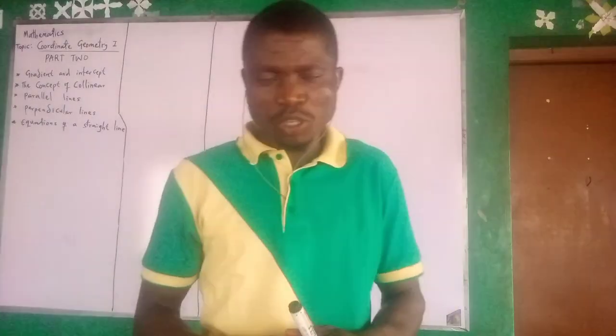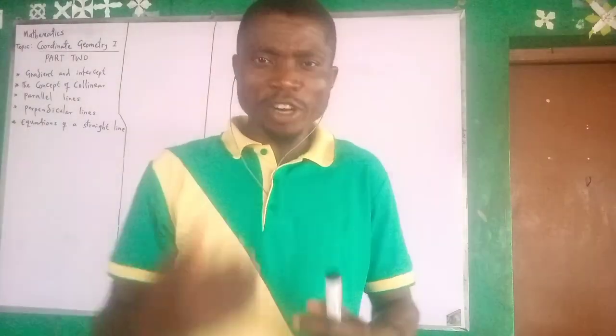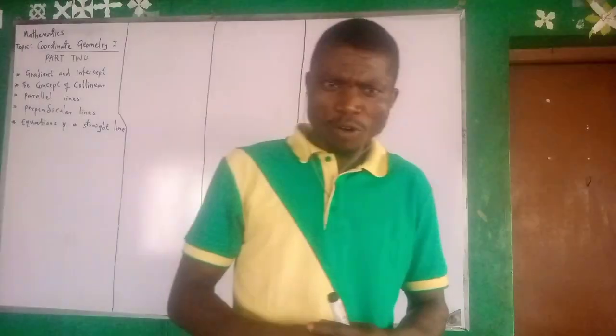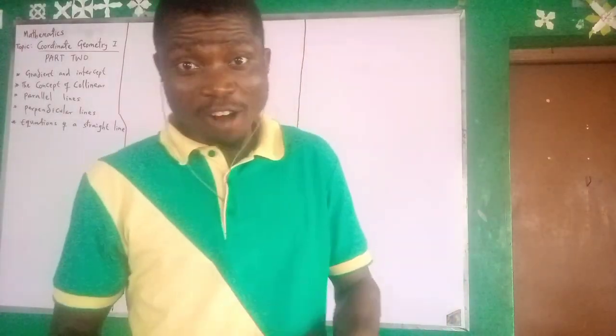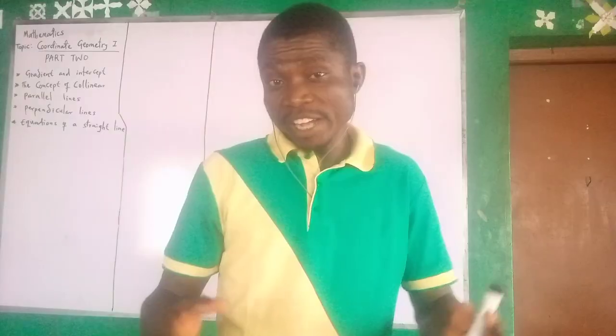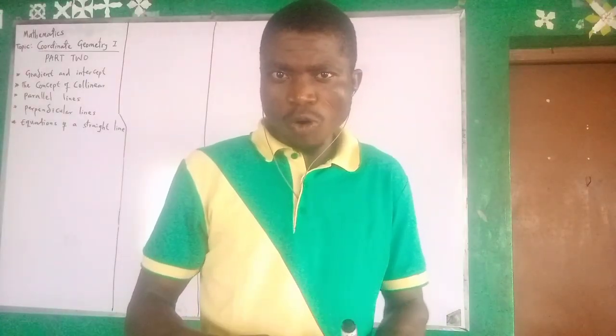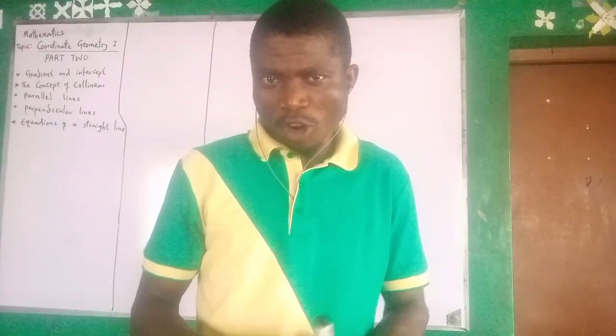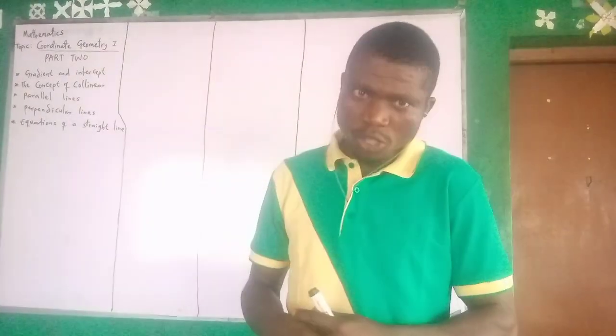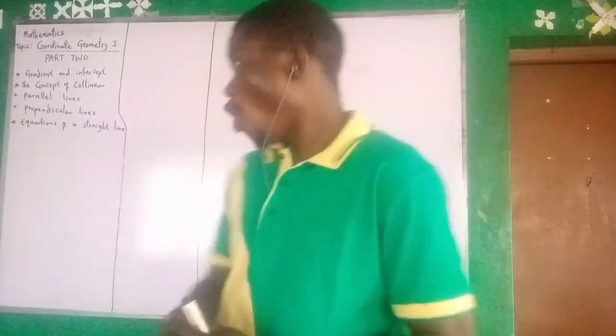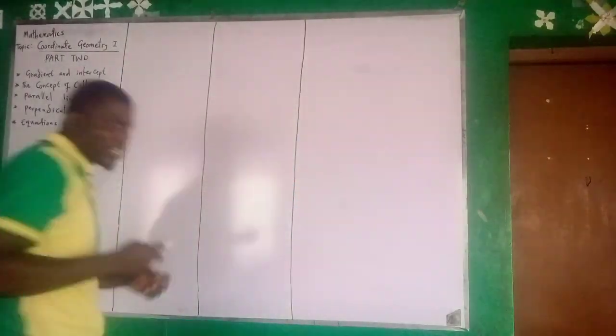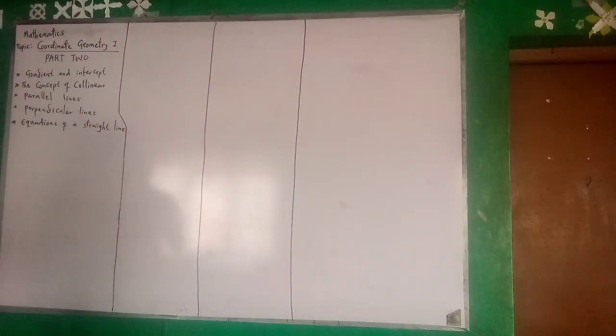For today, we shall be discussing part 2 under coordinate geometry 1. And I know by now you have finished watching part 1, but in case you have not, go back and watch part 1 before you continue this part, because of course we have done a lot in part 1. So under part 2 we shall be discussing gradient and intercept, the concept of collinear, parallel lines, perpendicular lines, and equations of a straight line.